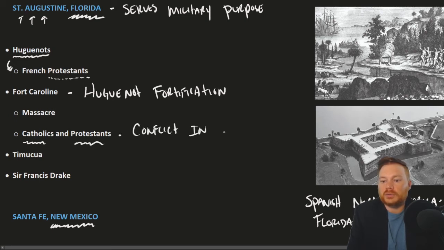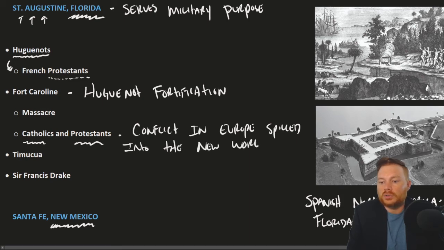in Europe, spilled, and this is true for really the entire colonial era, the conflict in Europe spilled into the New World. And this is certainly the rule of the colonial era and not the exception. And the Spanish gave the Huguenots an ultimatum: convert to Catholicism or face the consequences. A number of French Protestants refused to convert, and the Spanish massacred them.